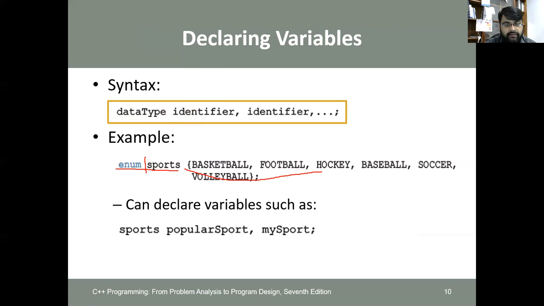So this part is my data type, right? Although sports is an enum data type, in reality all the default data types we use, like int, are also enums with given values. However, in this case, it is very clear. Like there we use int, the same way we're going to use sports here. So for example, sports popular sport, sports my sport, or whatever, and then you can assign it whatever value you want out of these possible values.